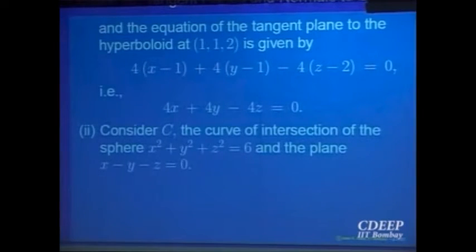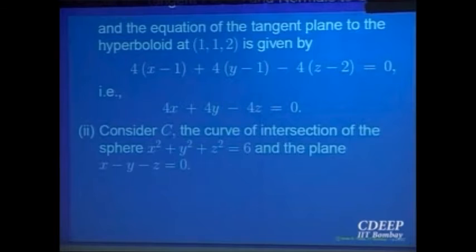Let us make it slightly more interesting than these routine drill problems. Let us take a curve of intersection of two surfaces. They will intersect in a curve. So we want to find a normal to that curve, and the curve is the intersection of the two surfaces. One of them is, say, a sphere, and the other is this plane.